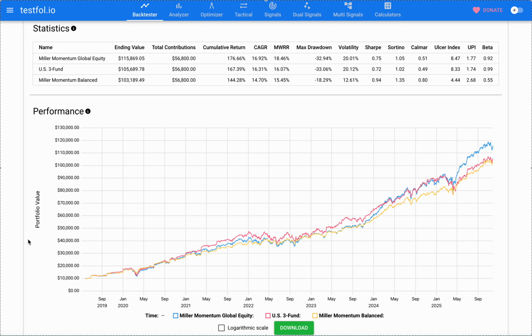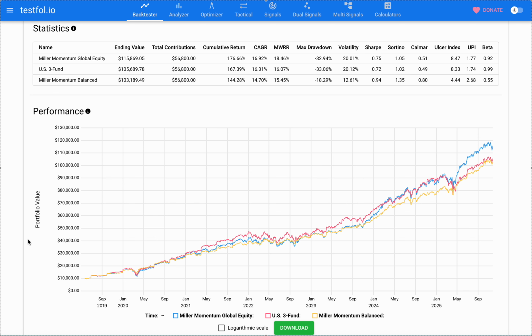And it's doing that with a volatility of 12.61%. And it's doing that with a max drawdown that is less than 2/3 that of the US 3 fund. And look at the Sharpe ratio, 0.94. That is a really efficient conversion of risk into returns. And the Sortino ratio, which ignores volatility on the upside, only looks at negative volatility, 1.35, which means you're not getting a lot of negative volatility here.